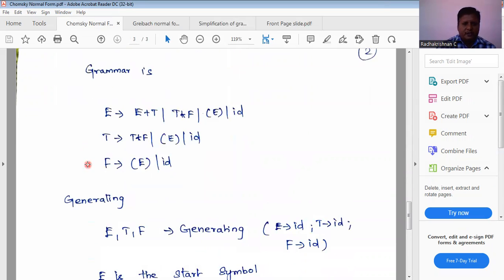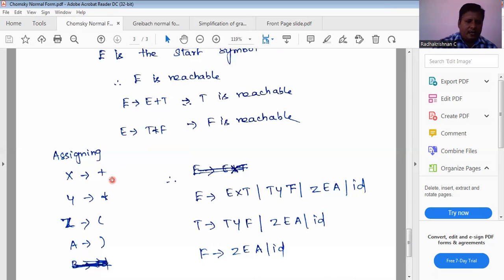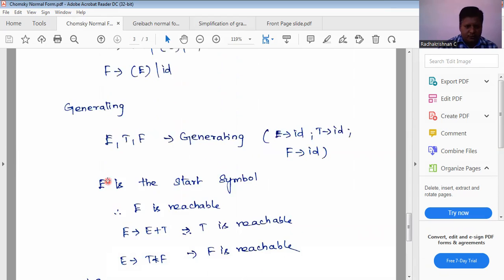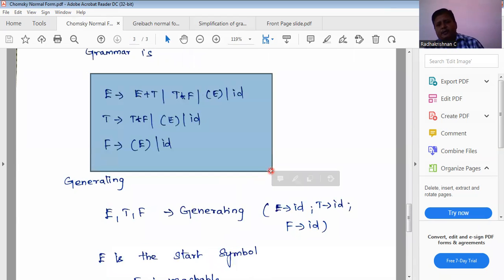Now each and every symbol will be converted into small letter characters as a possibility. All the non-terminals are useful symbols. There are no useless symbols, so automatically everything will be useful. So we have to introduce some new values. This is our simplified grammar, and this value is implemented into the CNF structure.